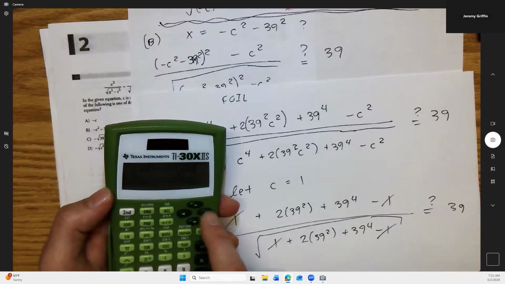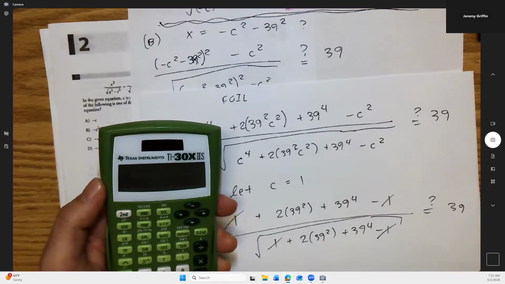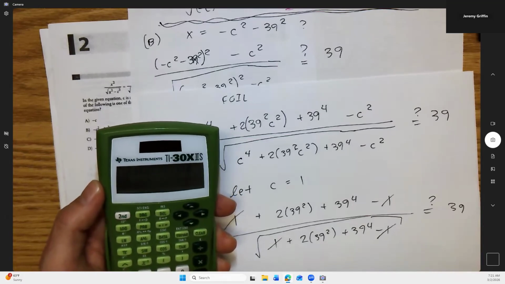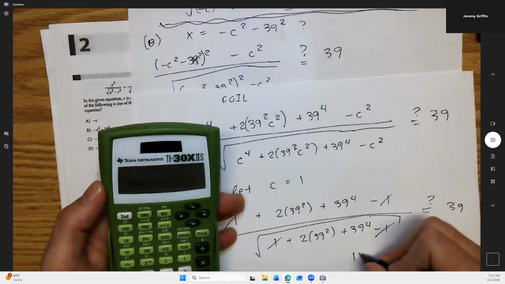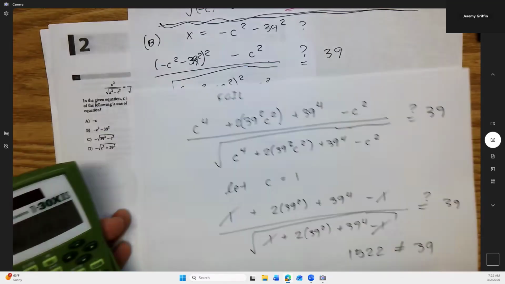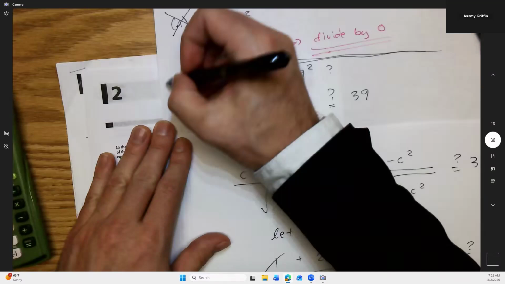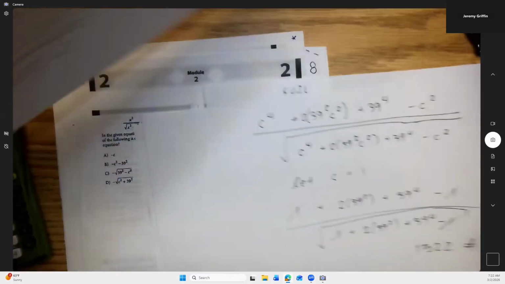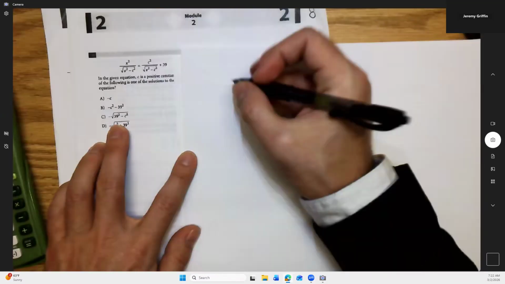Okay, and then all that divided by the square root of 2 times 39 squared plus 39, 4. Okay. Yeah, 15 22 is not equal to 39. Right? Okay, so the answer is not B. Right, so it's not A, it's not B. So no, no. Let's move on to option C.